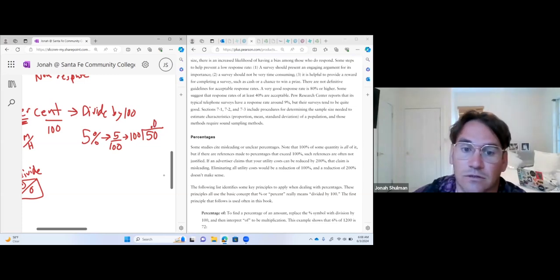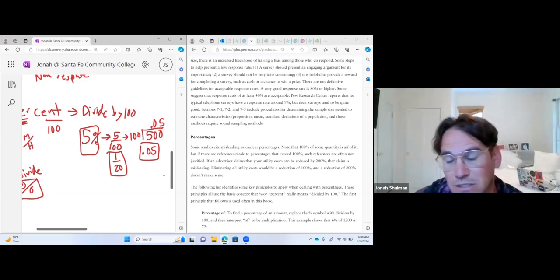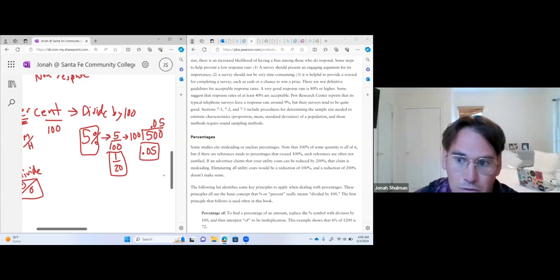150 doesn't go, 0.100 to 500 is 0.05. If you wanted a simplified fraction, we could divide them both by 5, and that's going to be 1 out of 20. They all mean the same thing. Now, if we want to add a percentage to something, that means we have to multiply it by 100.